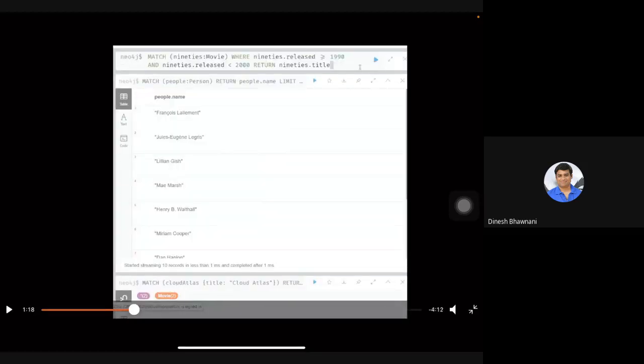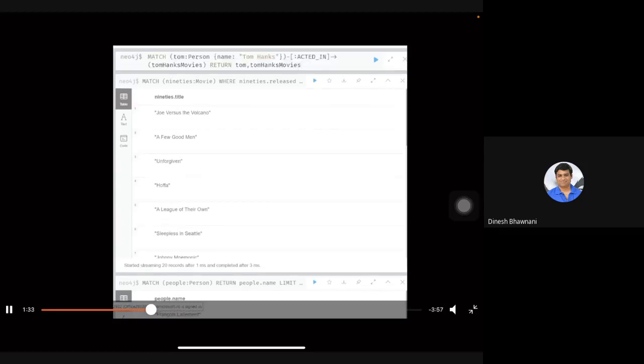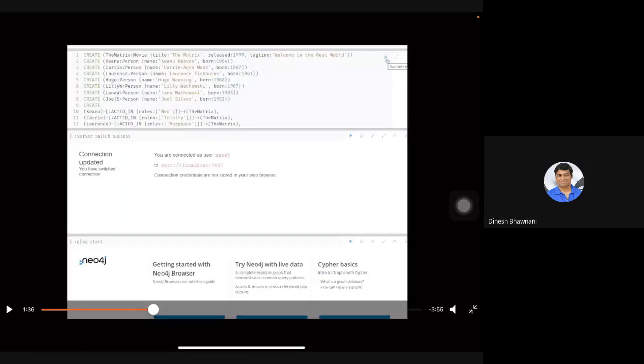Here, what you can see is 90s movie, 90s released. You can put greater than equal to 1990, and 90s released less than 2000. Return 90s title. So you can also look up within a certain time frame. Then it will give you the results between 1990 and 2000. Then what are the movies? Oh man, this keeps going back.